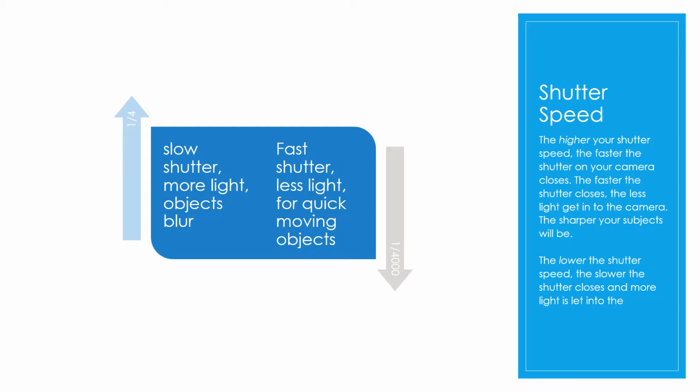So the higher your shutter speed, the faster the shutter on your camera closes. The faster the shutter closes, the less light is getting into your camera, and the sharper your subjects are going to be. The lower the shutter speed, the slower the shutter closes, and the more light is let into your camera. You're going to use a slow shutter for more light, objects with blur; fast shutter, less light, quick moving objects.